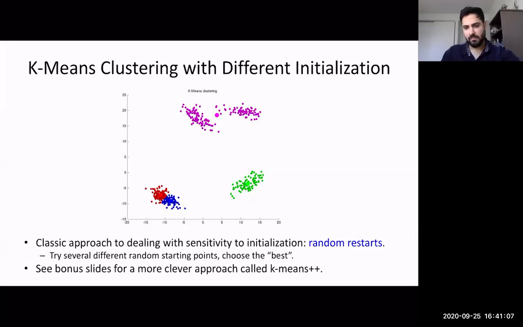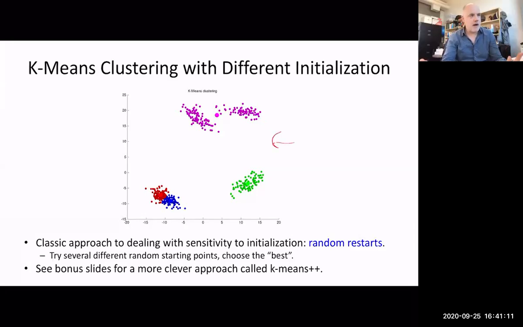Great. So this is a qualitative idea of what suboptimal convergence is, right? It shows up in the loss function as well, but k-means can definitely do this, right? So the classic approach to dealing with this is basically to do random restarts, right?